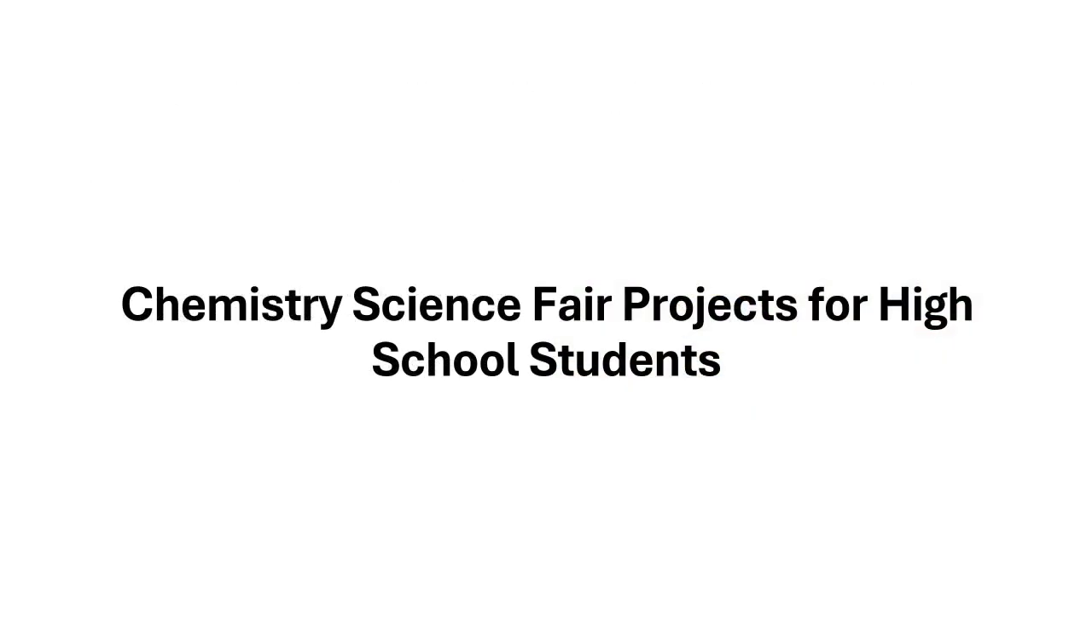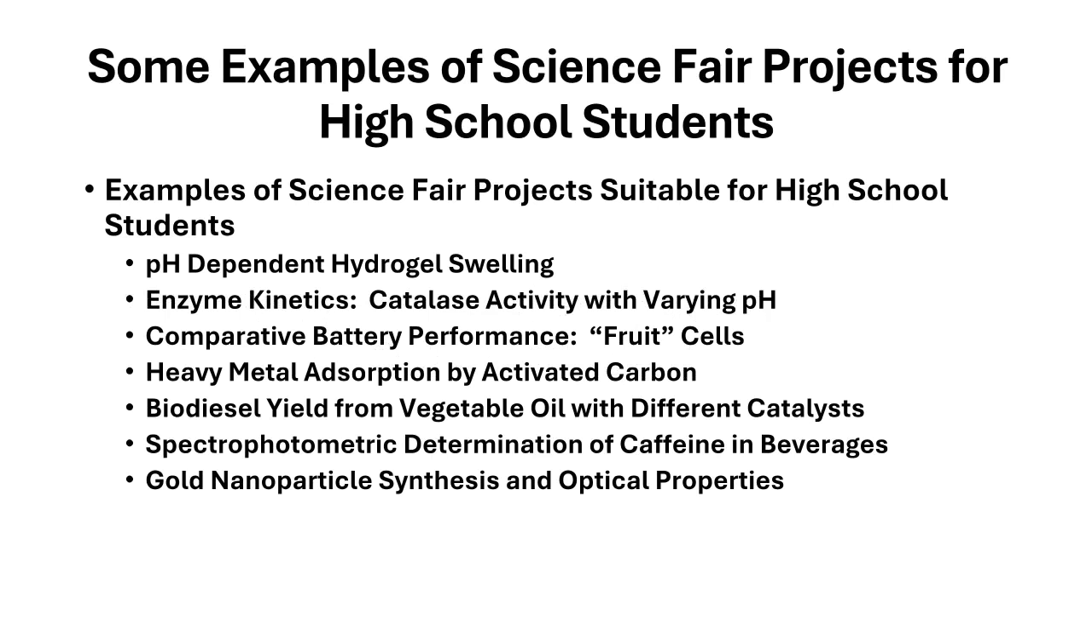In this section of the video, I will focus on the different types of experiments that can be done as science fair projects for high school students. One example involves the preparation of hydrogels and monitoring their swelling based on the pH of the buffer solution. Another project involves measuring the enzyme kinetics in which catalase is used as the enzyme and the enzyme activity is measured at different pHs. Yet another experiment involves the creation of fruit cells and compares the performance of these batteries to other types of batteries.